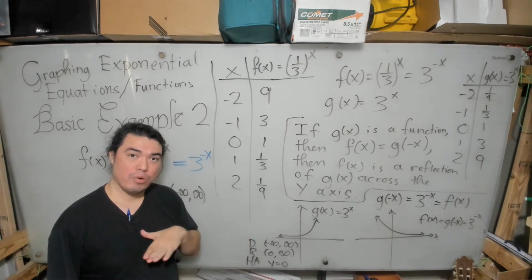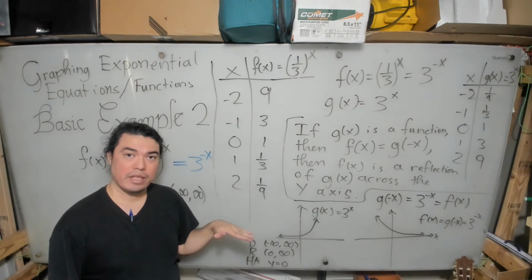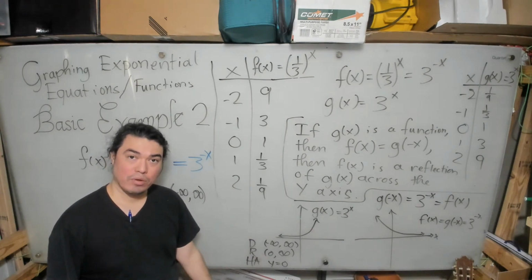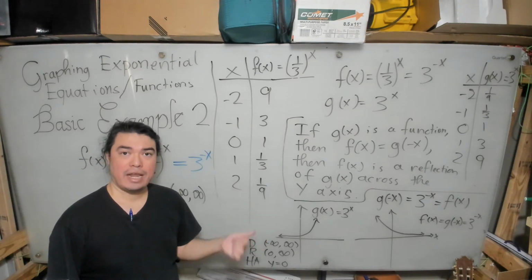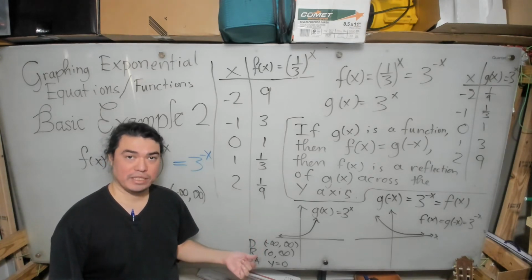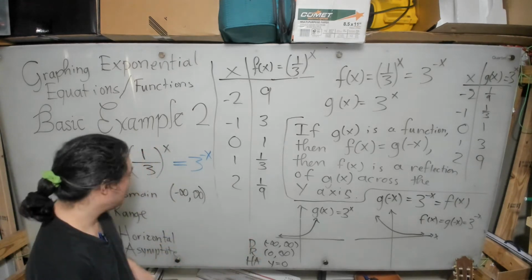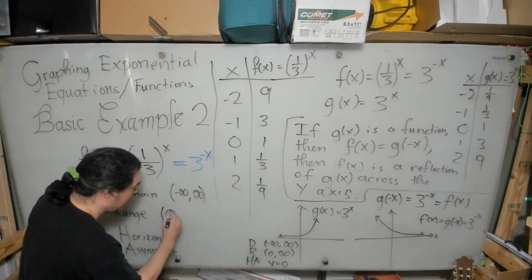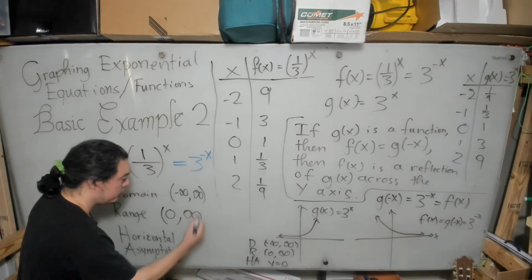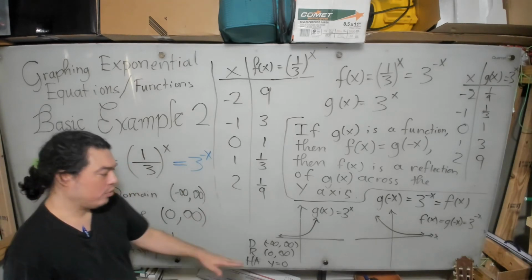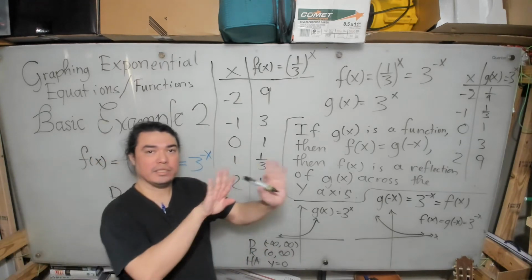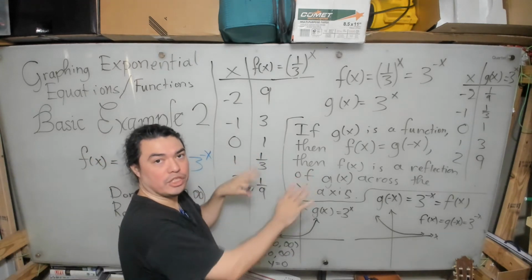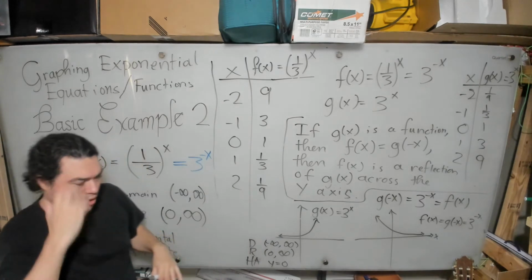Since there were no points in the original graph that had y 0 or less than 0, there will be no points in the reflection that have y value 0 or negative. And so the range of this function is also going to be 0 to infinity. Also, the reflection across the y-axis does not change the location of the horizontal asymptote.